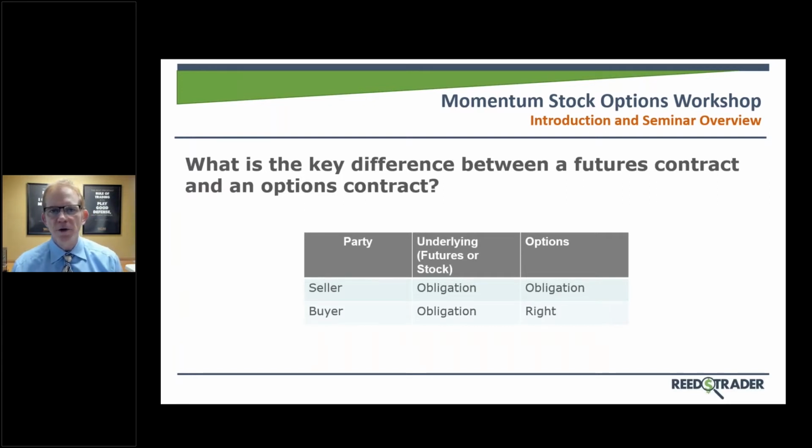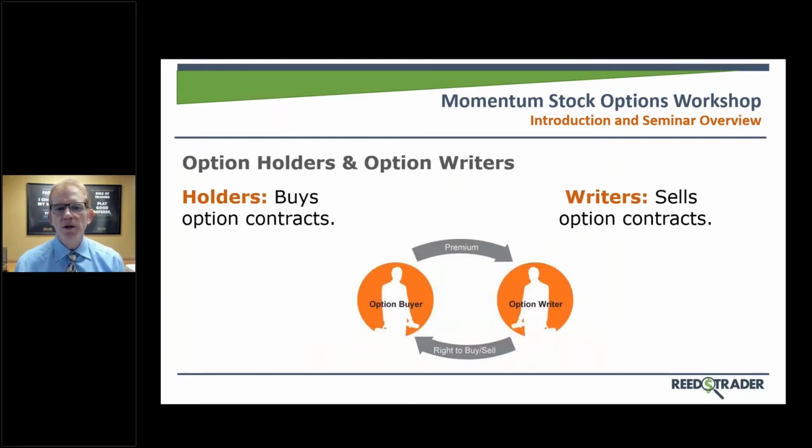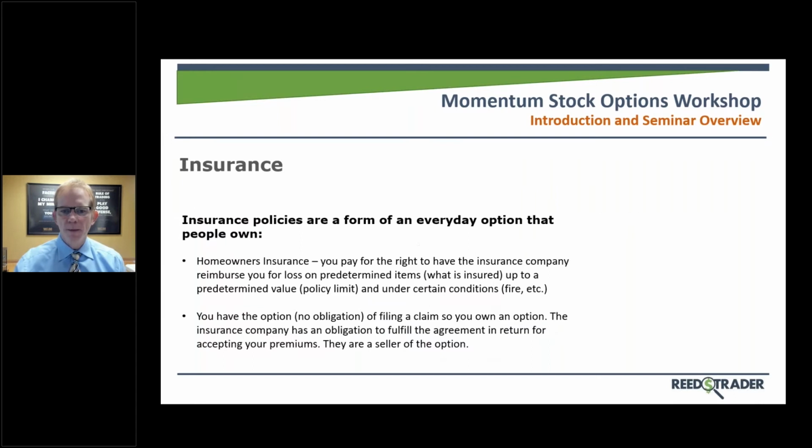Here we go. What is the key difference between a futures contract or stock and an options contract? In a future or a stock, the seller has an obligation, the buyer has an obligation. With an option, the seller has an obligation and the buyer has a right. So a buyer is a holder of option contracts, and a seller is what they call a writer of option contracts. So one way I like to think about this that people can relate to is insurance and insurance policies.